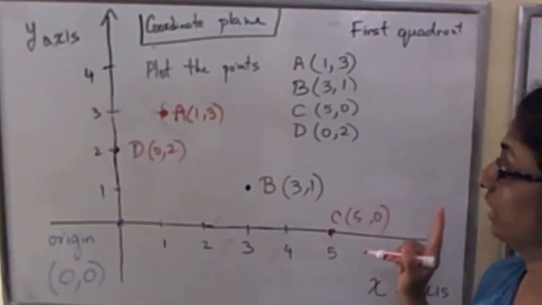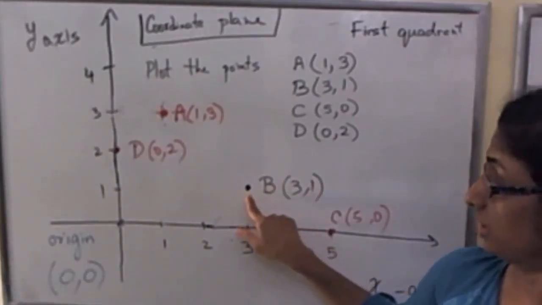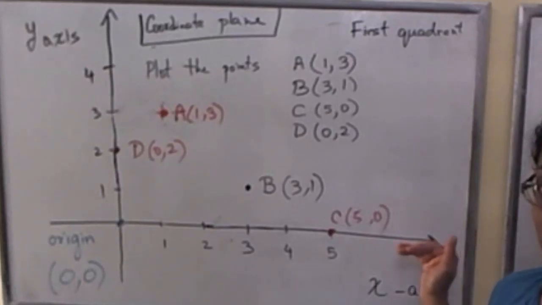So that's how we plot points. Remember, these ordered pairs are names of those points relative to this coordinate system that we have set up.